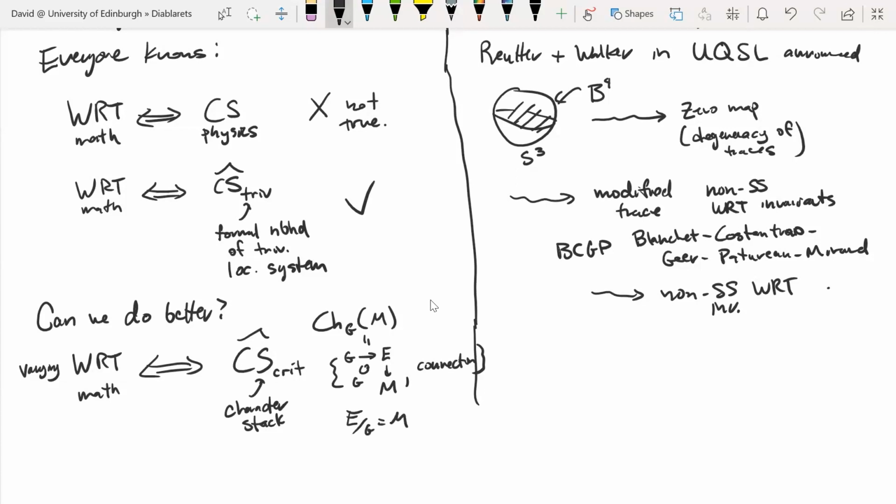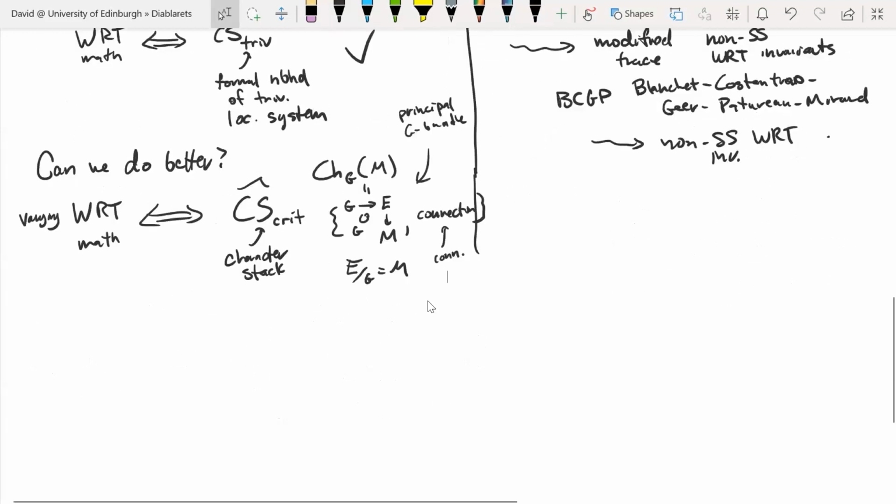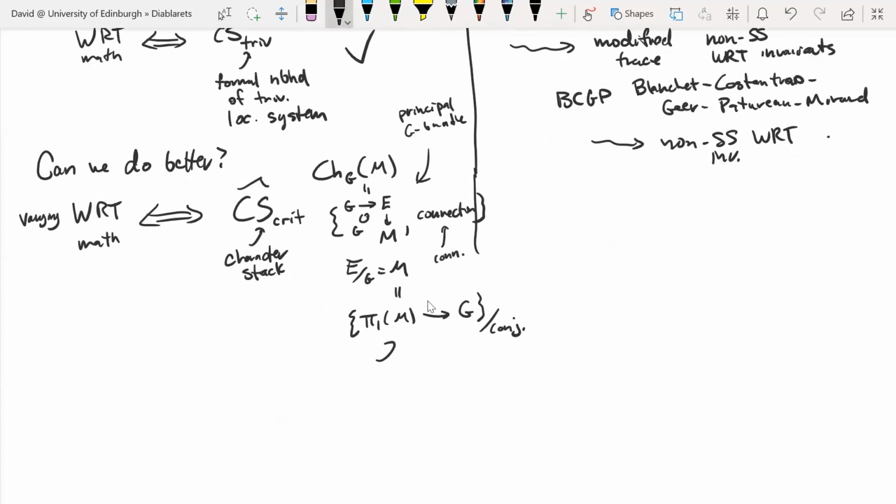So this is just me spelling out what a principal G bundle is. And then there's also this data of a connection. But actually, let me give a more pedestrian definition of the character variety. We just look at representations of pi 1 of our manifold mapping to the group G, and we can consider those up to conjugation, and then we want to treat this as a stack.